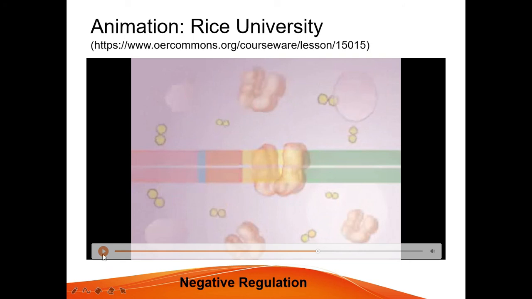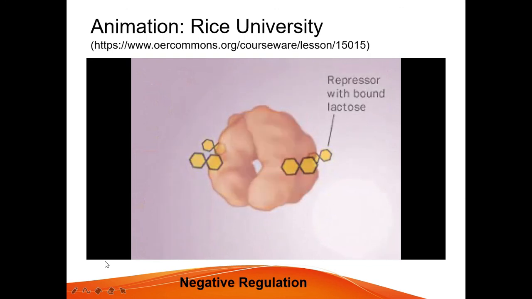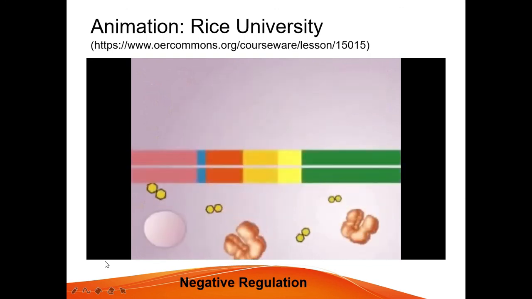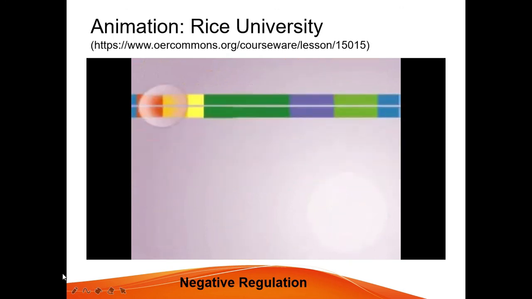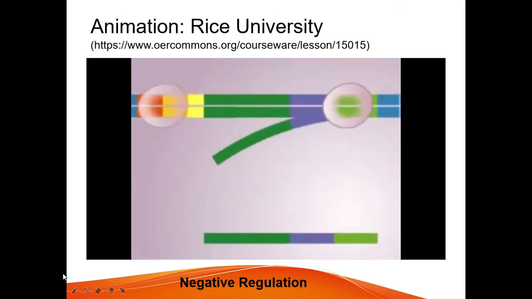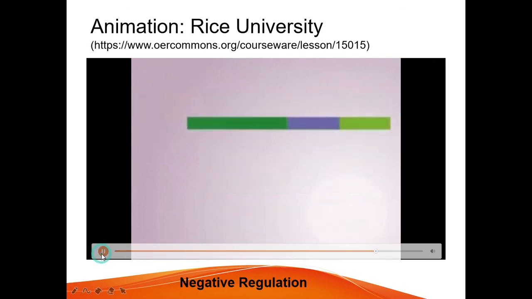Herein, negative regulation is now removed. Negative regulation is removed. How? By allolactose. Repressor proteins have sites that bind lactose. Lactose binding causes a change in the shape of the repressor, a conformational change, so that it can no longer bind the operator. Without competition for the promoter, RNA polymerase can repeatedly transcribe the structural genes.